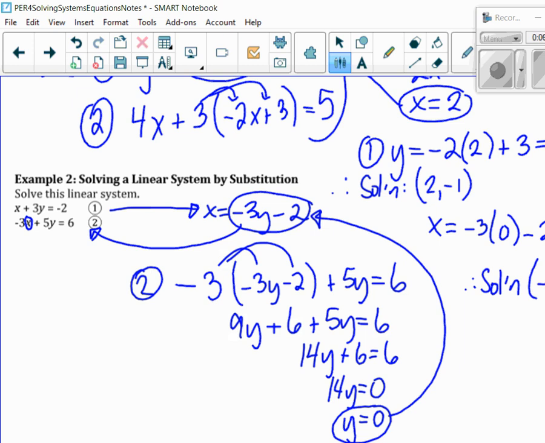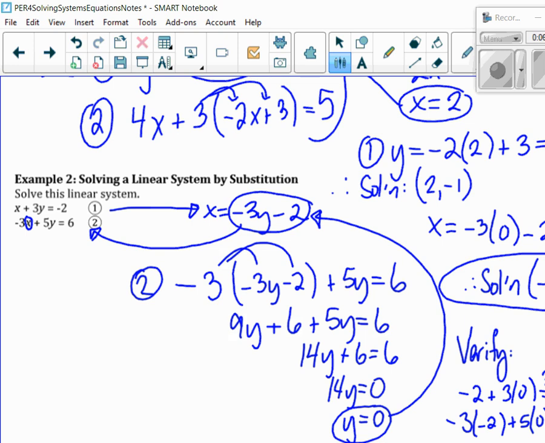And what are we supposed to do after we figure that out? Verify it. And you might ask, do I get points for verifying? Not unless the question actually asks you to do it. Otherwise, you're just doing this to assure that you did it right. So let's see. Negative 2 plus 3 times 0, does that equal negative 2? Yep. And then negative 3 times negative 2 plus 5 times 0, does that equal 6? Yep. So then that is my correct solution.